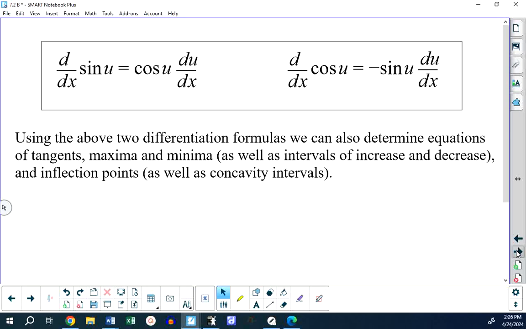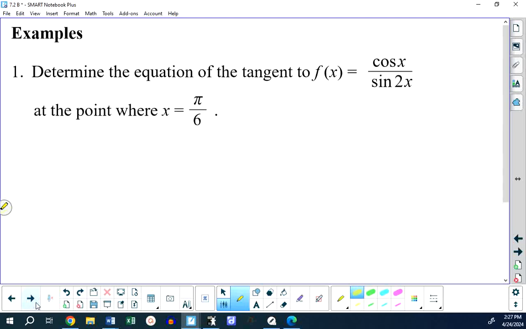But as soon as we knew what this course was about and what calculus was about, determining equations of tangents was a big deal, right? We started off by doing it with limits, and then we found out there's this thing called the derivative. Well, we're going to start with an example like that today. Determine the equation of the tangent to this function at the point where x is pi over 6. Now, we can take a look at that function if you like.